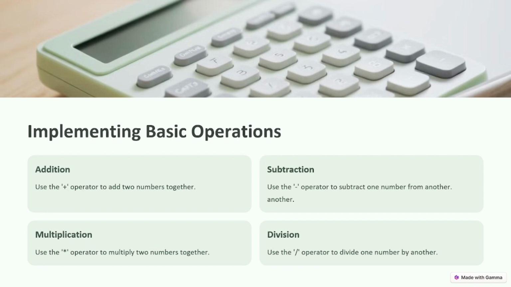Then here we are implementing four operations: addition, subtraction, multiplication and division. We use the plus operator to add two numbers together and the minus operator to subtract one number from another number. We use the star operator to multiply two numbers together. And we use the division operator to divide one number by another.